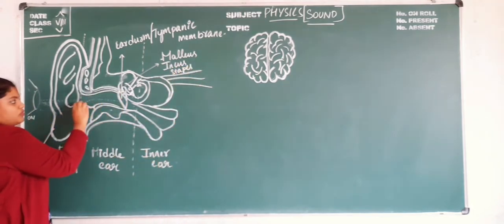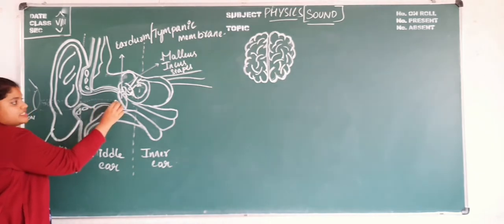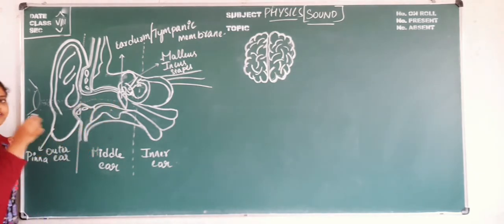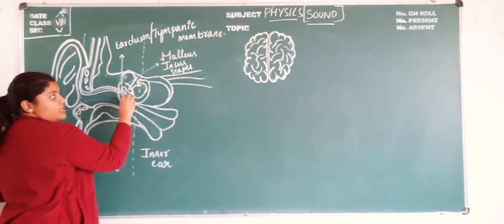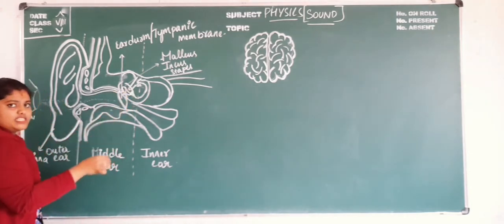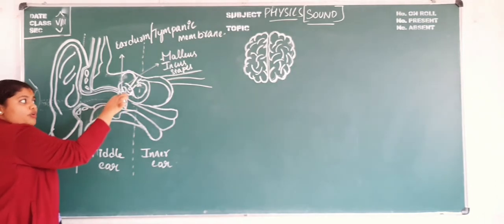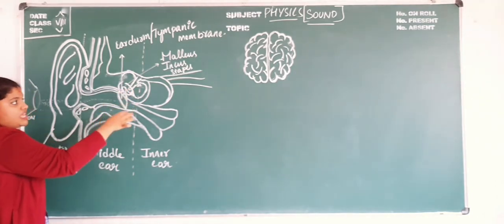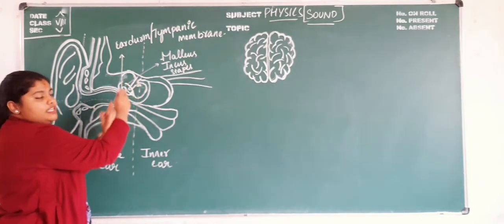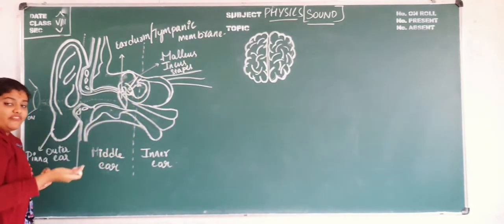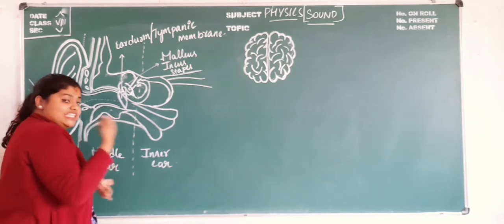So when the sound vibrations enter our ears and strike the eardrum, it starts vibrating. And then these vibrations are passed on to the bones. And here in the middle ear, some parts amplify the sound. So it increases the sound.